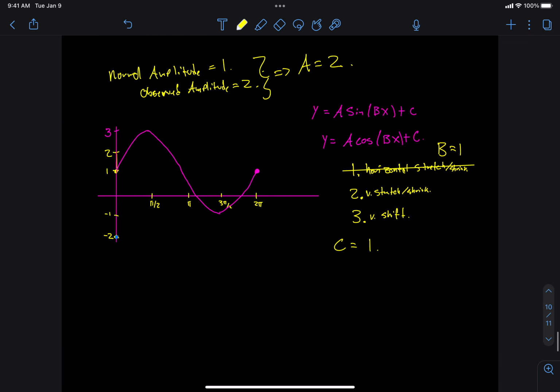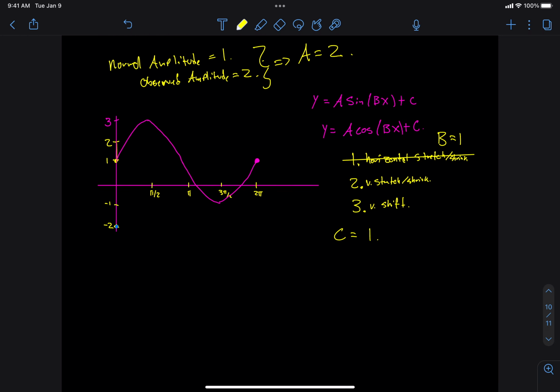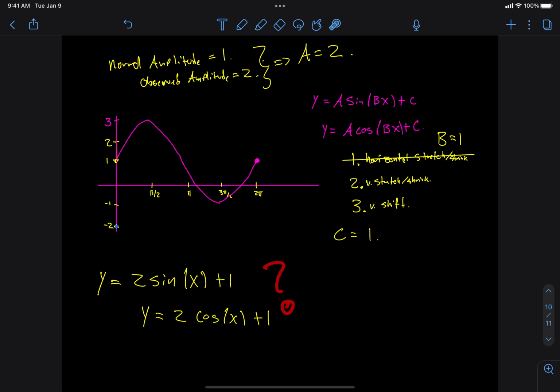So the question now that I know A, B, and C is: is this the graph of y equals 2 sine x plus 1, or is this the graph of y equals 2 cosine x plus 1? We need to determine which one is the correct formula. How can I do that? Looking at where the graph starts. Yeah, looking at where the graph starts, or broadly speaking, the shape of the graph, right?